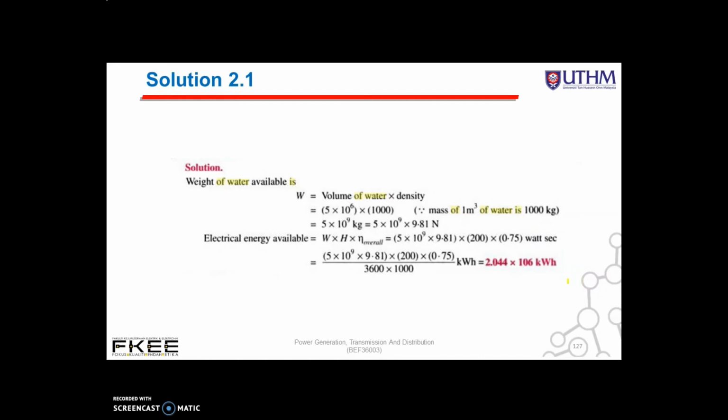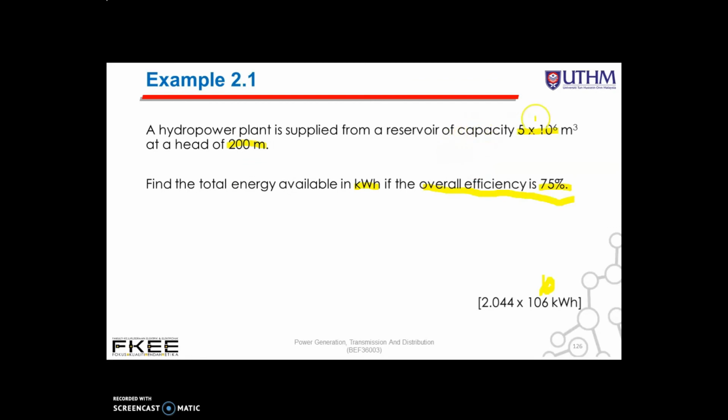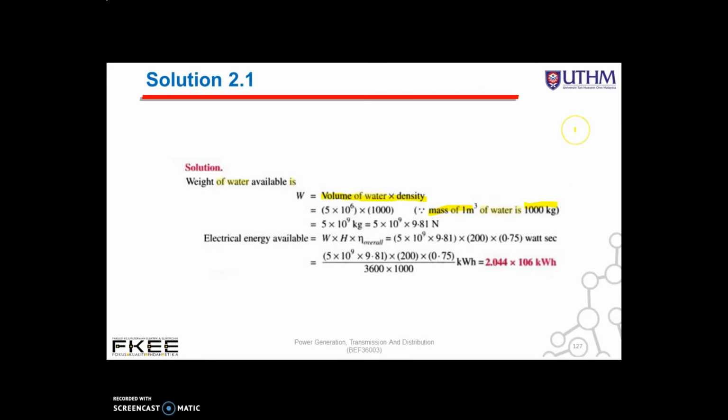First, we have to calculate the weight of the water available. W, the weight of water available, is the volume of water times the density. We know that the mass of 1 cubic meter of water is 1000 kilograms, so we multiply the capacity of 5 times 10 to the power of 6 cubic meters by 1000. Then you get 5 times 10 to the power of 9 kilograms. This we have to change to the unit of Newtons by multiplying with the gravity, 9.81. So 5 times 10 to the power of 9 times 9.81 Newtons.